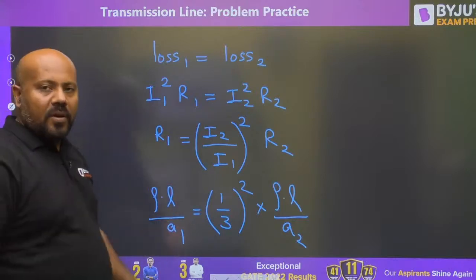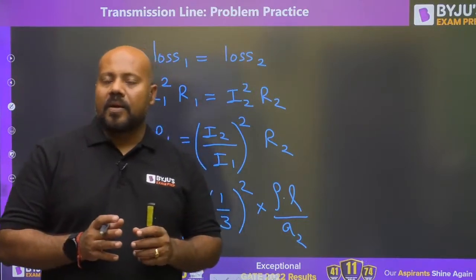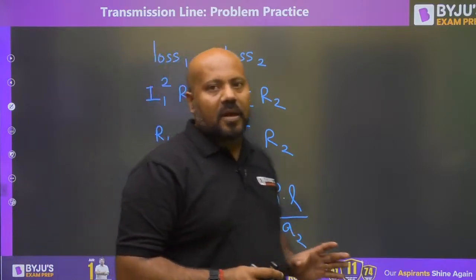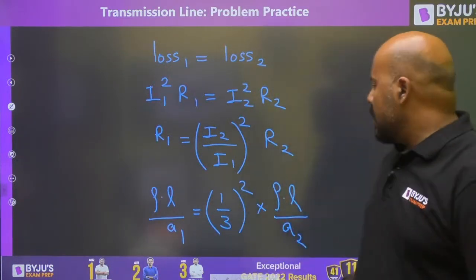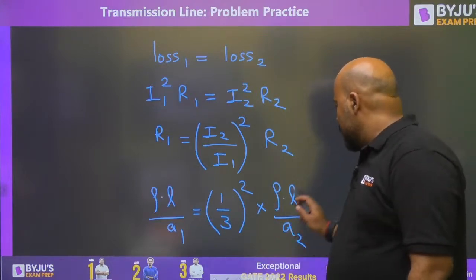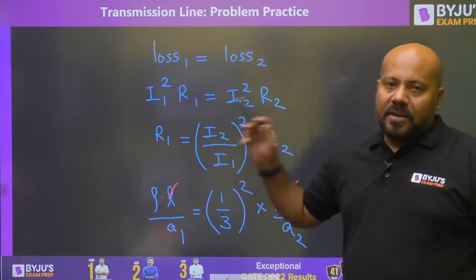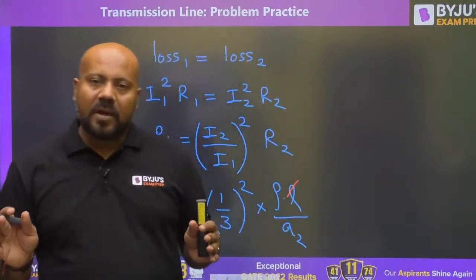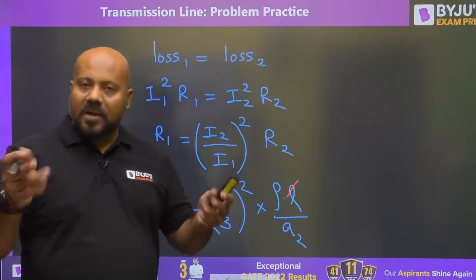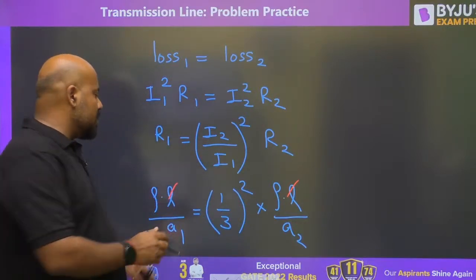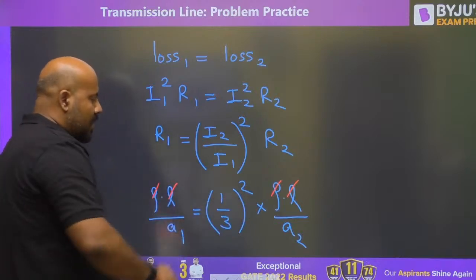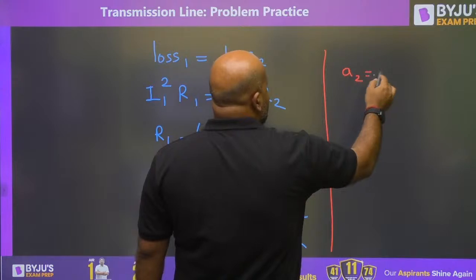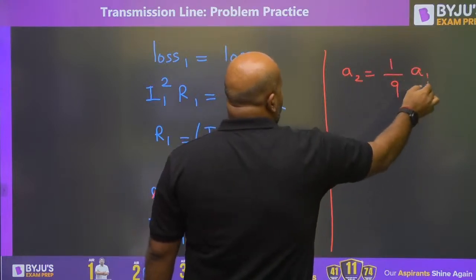Now see properly, no information is given about the length of the transmission line. But because you are not changing the length of the transmission line, it is going to be the same for both the cases, and it is automatically going to be cancelled. So no need to worry about it. The resistivity of the material is not changing because the material is the same for both the cases. In the question, he is nowhere saying that the transmission line conductor material is changed. So the resistivity is also going to be the same, so this is also cancelled. Now you can relate A2 and A1. So can I write A2 is 1 upon 9 times A1.